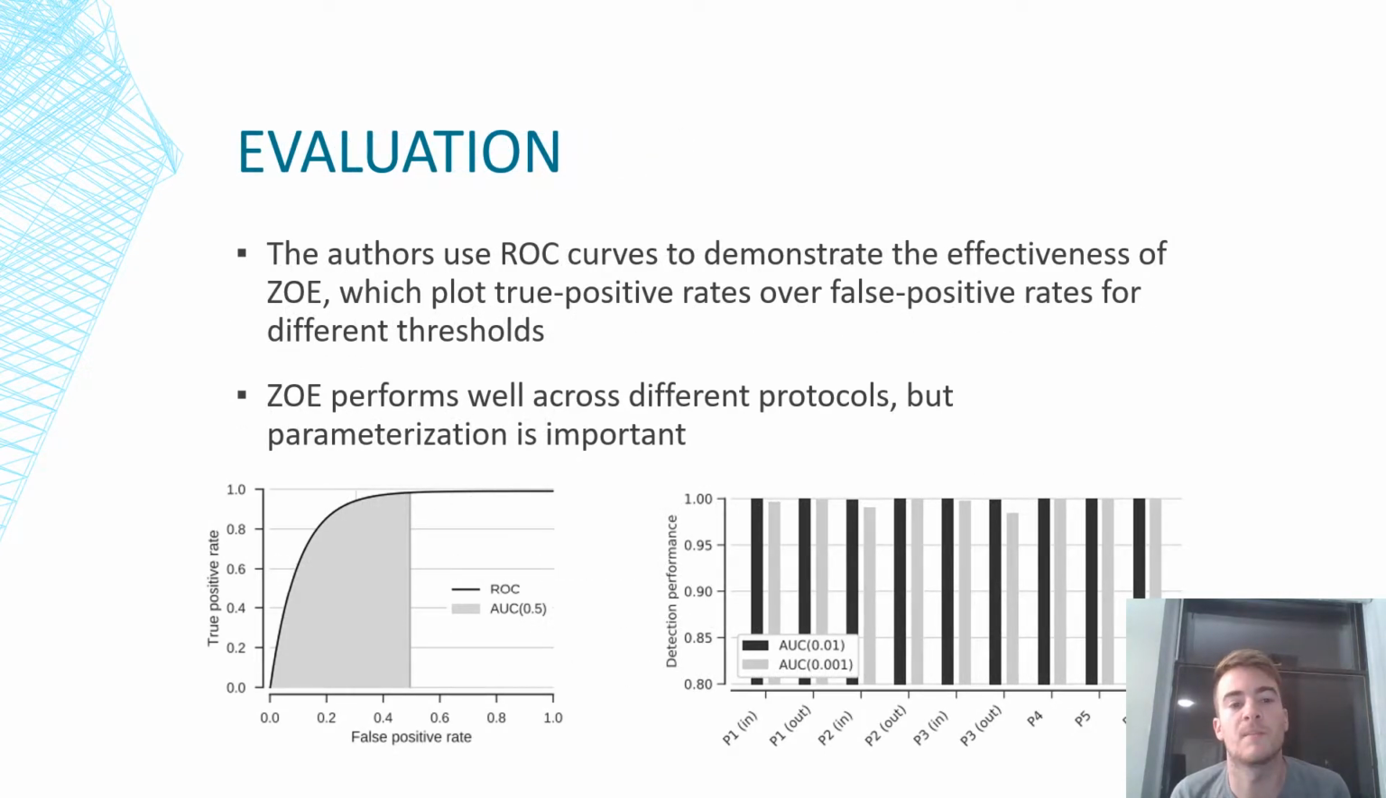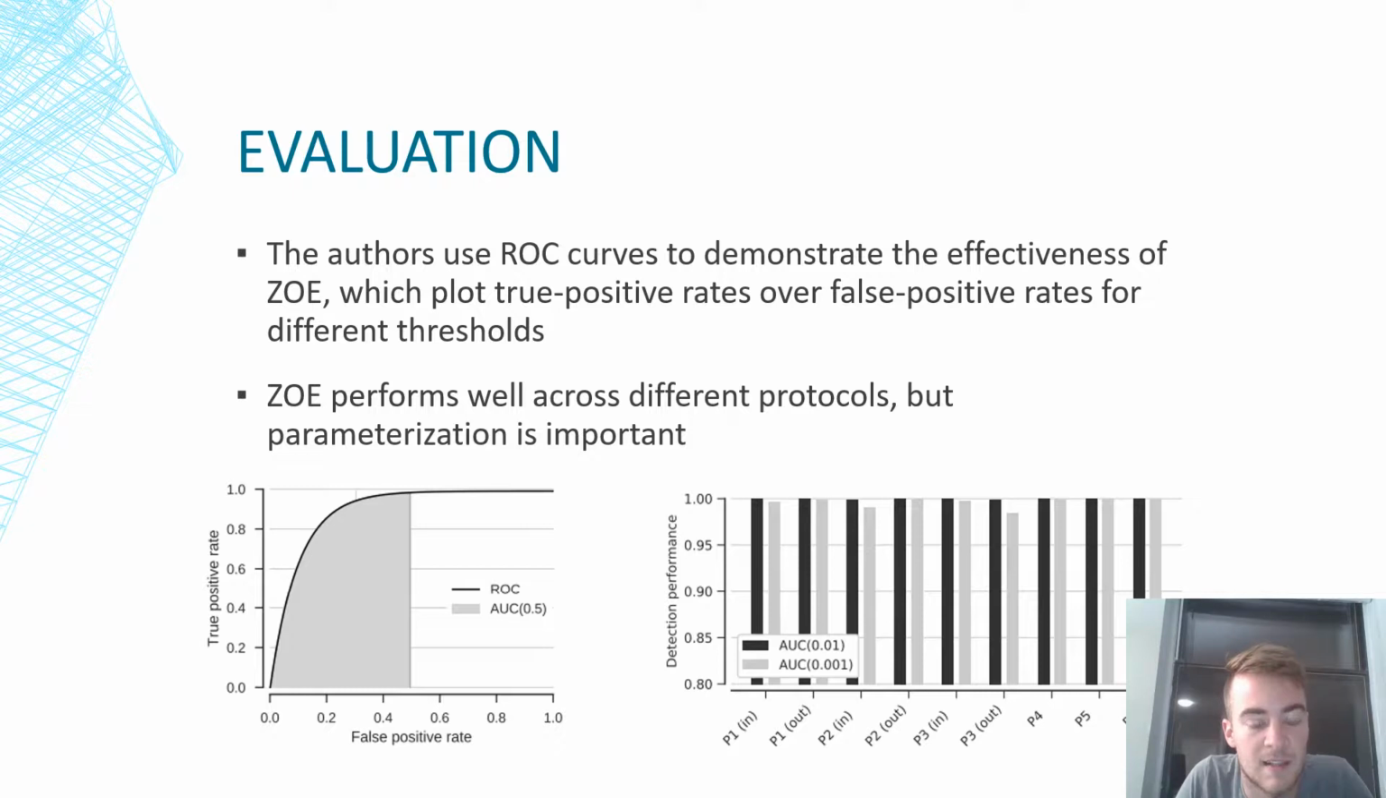So now that we've covered both the real data that ZOE was validated over, and also the attack data that the authors generated in order to test the detection of the tool, we can finally get to the evaluation. How well did it do? So the authors used so-called ROC curves to demonstrate the effectiveness of their tool, which plots true positive rates against false positive rates. And these curves are pretty neat.